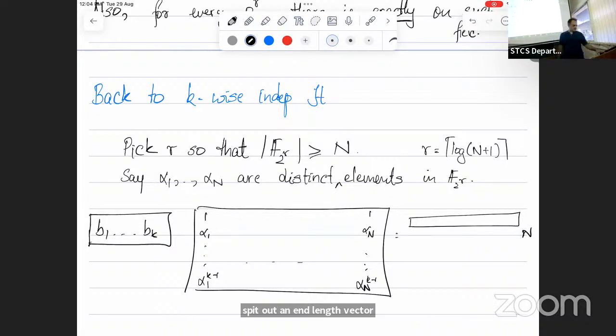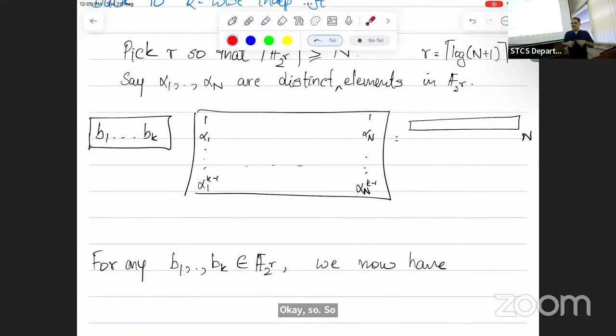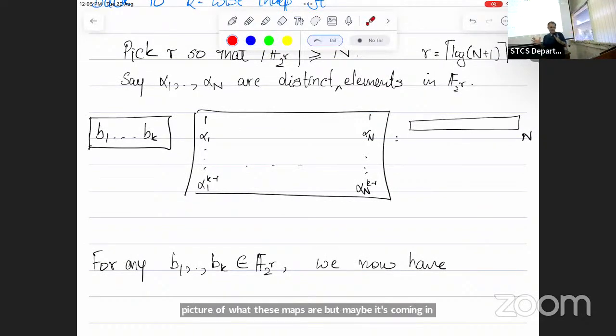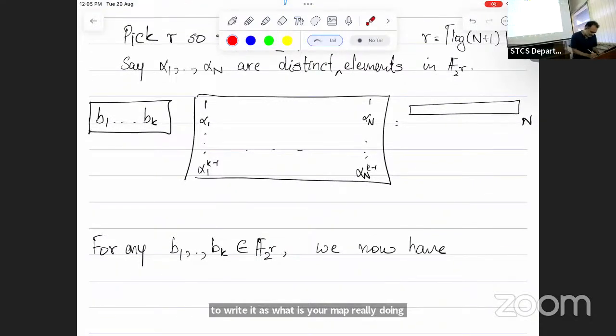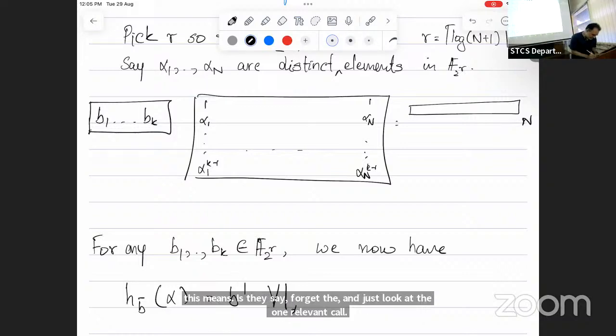Okay, so in some sense, this is my mental picture of what these maps are, but maybe it's convenient to write it as what your map is really doing. So given this, this H_B at a point alpha is just going to be: you look at this Vandermonde matrix, but focus on just the column corresponding to alpha. I'm not writing it properly, but I hope you know what this means. Forget the matrix and just look at that one relevant column, and take its inner product with B.